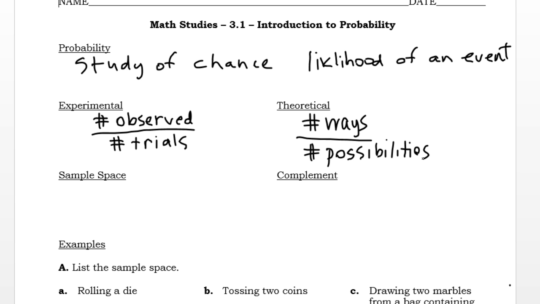Sample space is all the outcomes or all the possibilities of a situation. So the coin example had 2 possibilities, 2 outcomes, heads or tails. On our theoretical probabilities, the denominator, the bottom number, is always however many items there are in the sample space. And then a complement is something not happening.